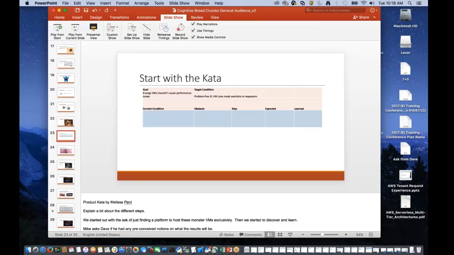Yeah. Another question here, based on the slide that he's showing: the learn column that he showed at the end, is that a lessons learned column? Is that what it's used for?